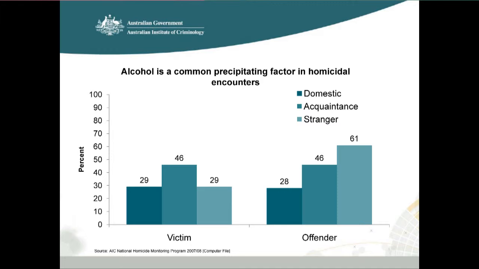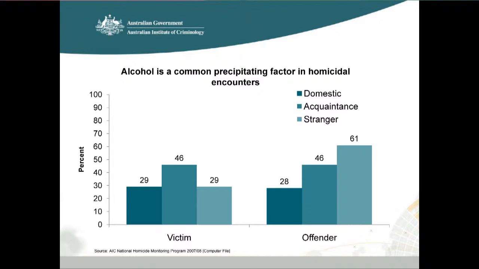Alcohol is a common precipitating factor in homicidal encounters. Basically, this again is looking at whether or not the victim or the offender in an incident had been drinking alcohol or were known to be drinking alcohol prior to the incident. And indeed what we get, this is the distribution across the different types of homicide that I mentioned. 29% of domestic homicides the victim had been drinking, and 28% of domestic homicides the offender had been drinking.